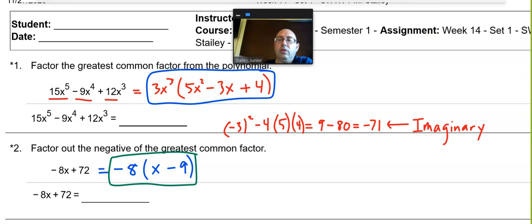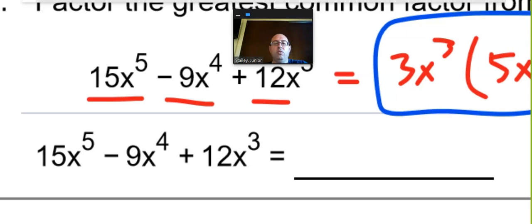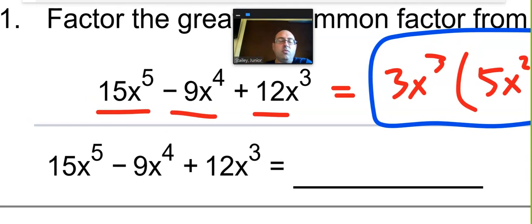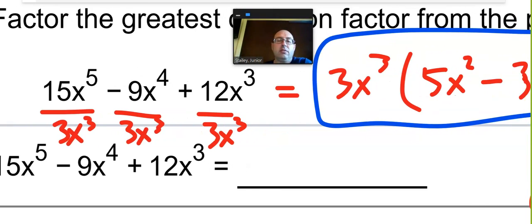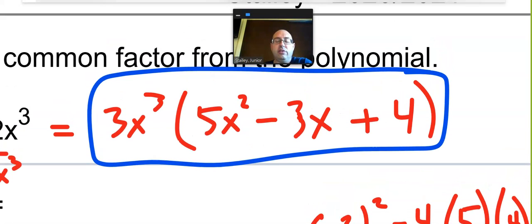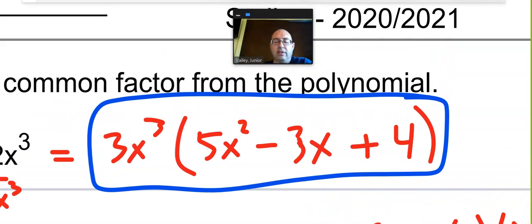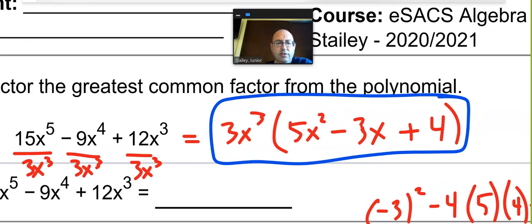So basically what you're doing, and let me zoom in here a little bit. When you say factoring, remember, that's a word for division. You're going through and dividing out all of these by 3x cubed, and then you look at what's remaining. So we have the 3x to the third on the outside, and your first division ends up being 5x squared, the second one is minus 3x, and the last one is plus 4. So that is the only thing you can do with this.